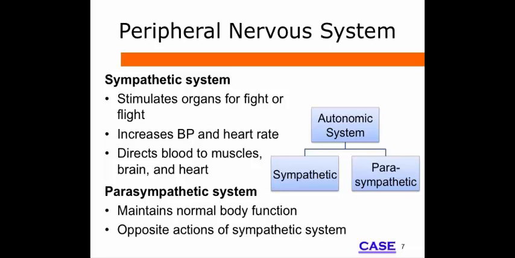The dilation of the pupils and bronchi allows more light into the eyes and more air into the lungs, improving the function of these organs. Digestion and salivation decrease as energy is diverted elsewhere in the body. The parasympathetic system, on the other hand, acts to maintain some bodily functions.